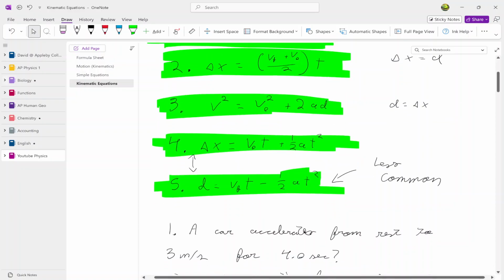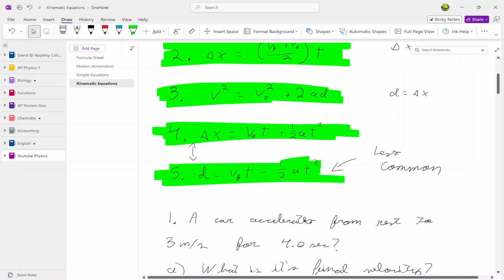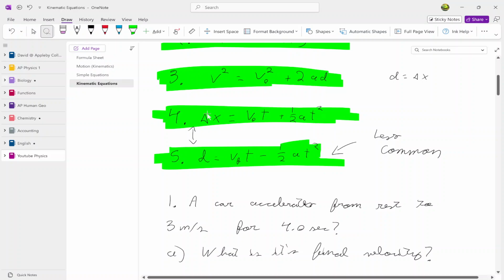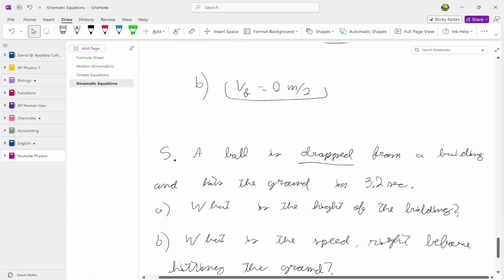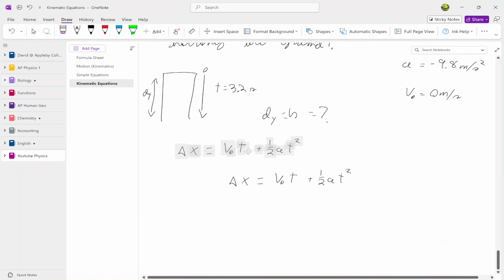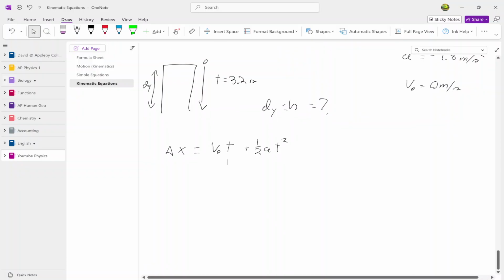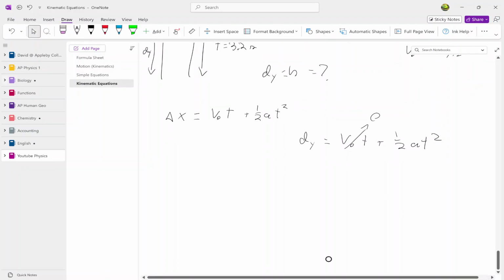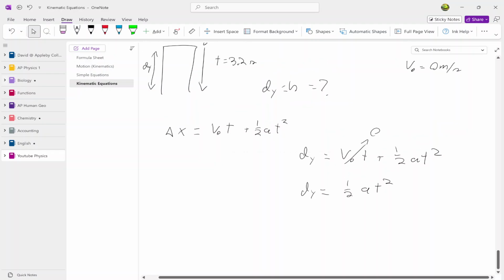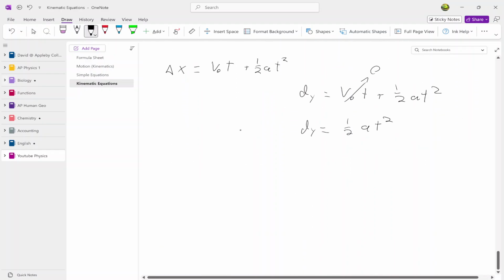Actually, what am I talking about? The easiest one obviously is number 4, because we cancel out that vf and we have time. So we'll use number 4. Boom. There we go. So dy equals vo t plus half a t squared. Remember, this cancels because vo is 0. Anything times 0 is 0. So dy equals half a t squared. And that's it. So now we plug in.